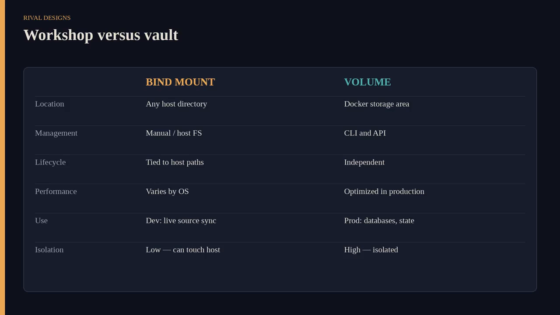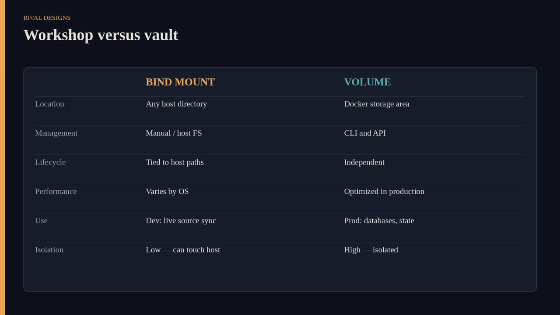Performance. Bind mounts can be fast, but they vary by host operating system. Volumes are described as optimized, generally better input and output in production. Primary use. Bind mounts shine in development, syncing source code so you can edit on the host and test in the container in real time. Volumes are the production choice for databases, stateful apps, and data that must persist. Security and isolation. Bind mounts score low. A container can modify sensitive host files if you pointed it at the wrong place. Volumes score high. They are isolated from the host's most sensitive system files.